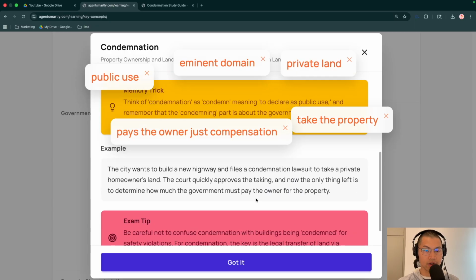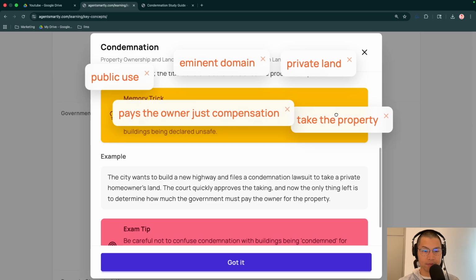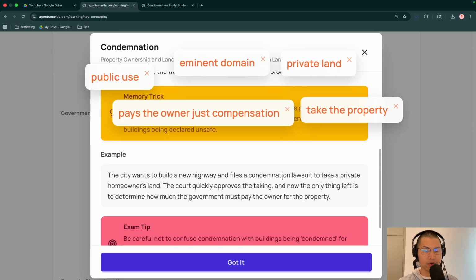There is a real world example. The city wants to build a new highway and files a condemnation lawsuit to take a private homeowner's land. And the court quickly approved this taking because they take your property, which is private, for the public benefit. So they have the rights.